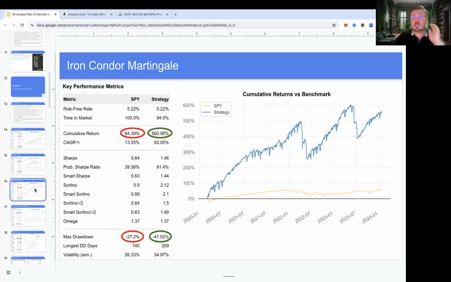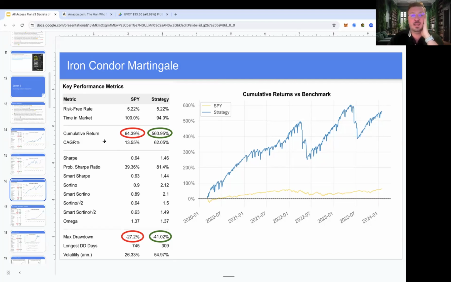Here's one that we've been focused on lately. We were working on this yesterday. This is our Iron Condor martingale strategy, and I'll show you how this was actually running in real life. This thing is up like crazy. It made a ton of money. I'll show you that in a second.